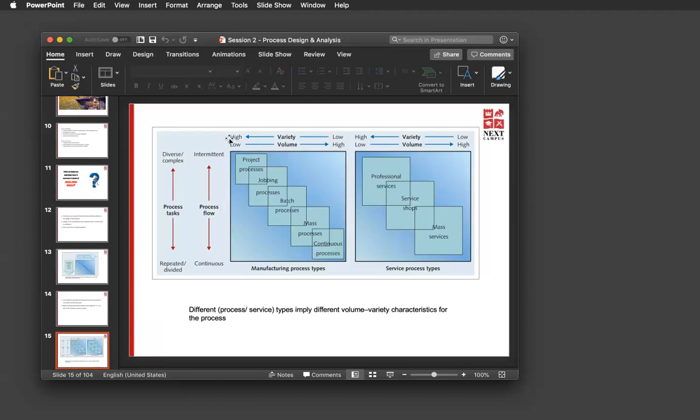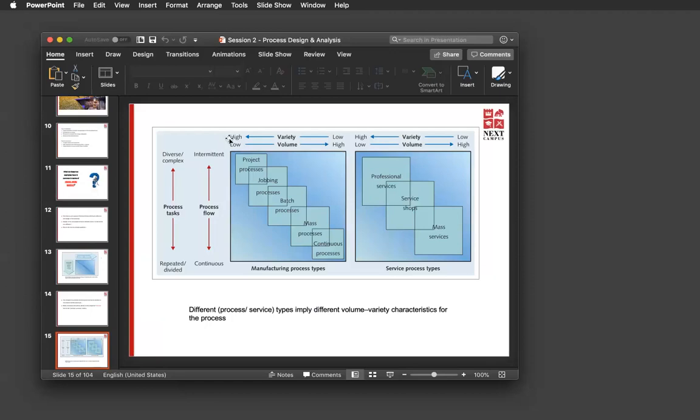Now, that's where you need to understand the process that is being used to churn out your eyeglasses, which is customized, which is specific to you, specific to a particular product and service. And that kind of process is called a project process.